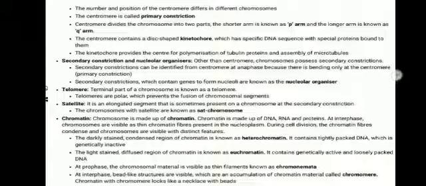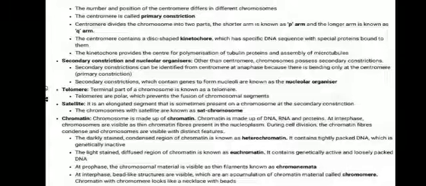And next is chromatin. A chromosome is made up of chromatin. Chromatin is made up of DNA, RNA and proteins. At interphase, chromosomes are visible as thin chromatin fibers present in the nucleoplasm. During cell division, the chromatin fibers condense and chromosomes are visible with distinct features. The darkly stained condensed region of chromatin is known as heterochromatin.